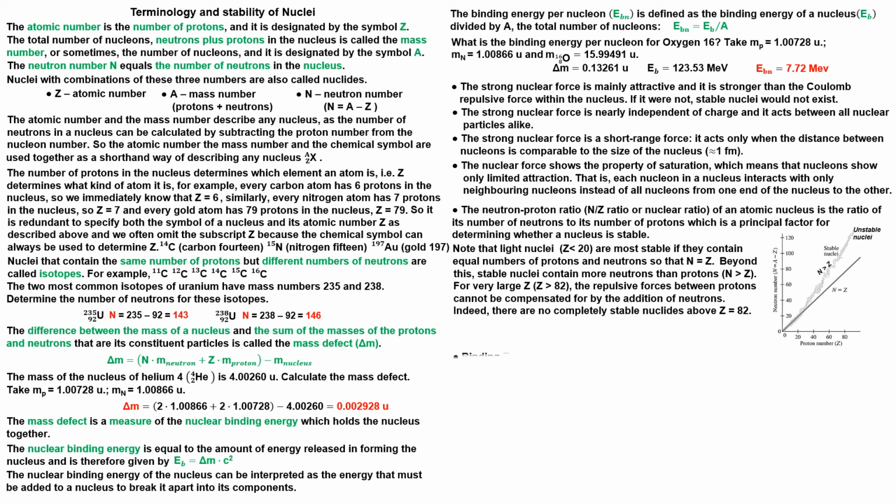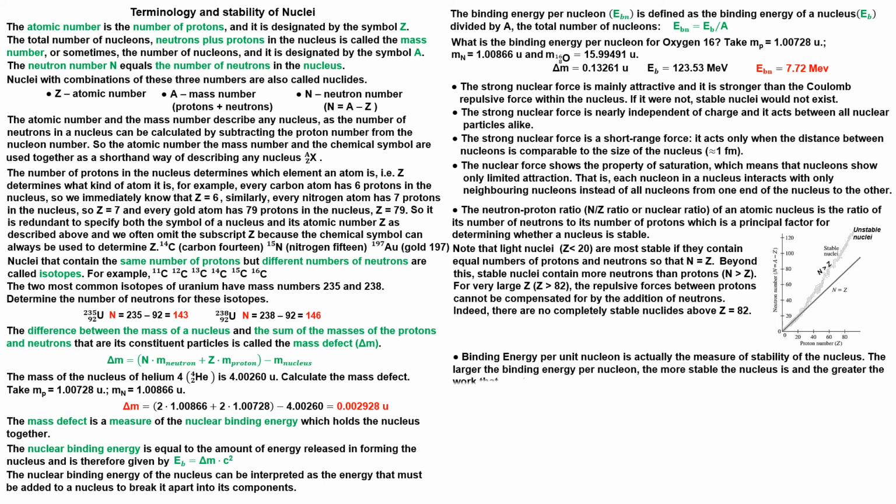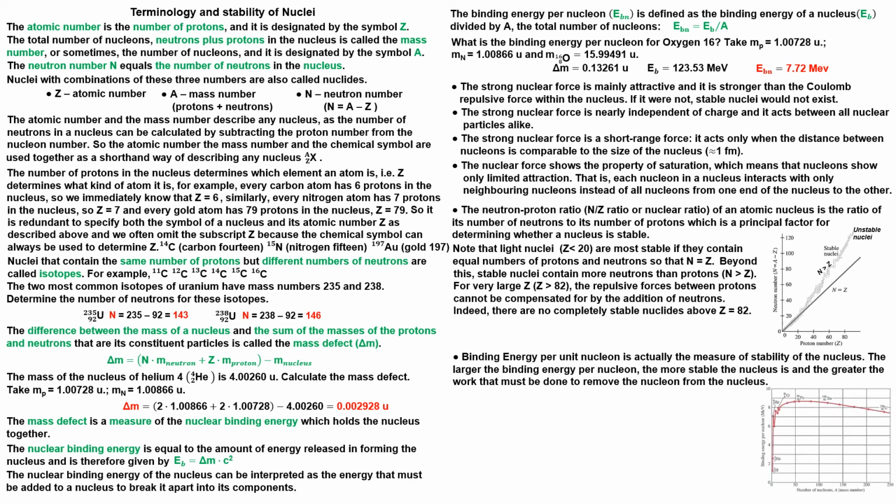Binding energy per unit nucleon is actually the measure of stability of the nucleus. The larger the binding energy per nucleon, the more stable the nucleus is and the greater the work that must be done to remove the nucleon from the nucleus. The figure below shows the measured binding energy per nucleon as a function of A for stable nuclei. Let's see important features of the graph.